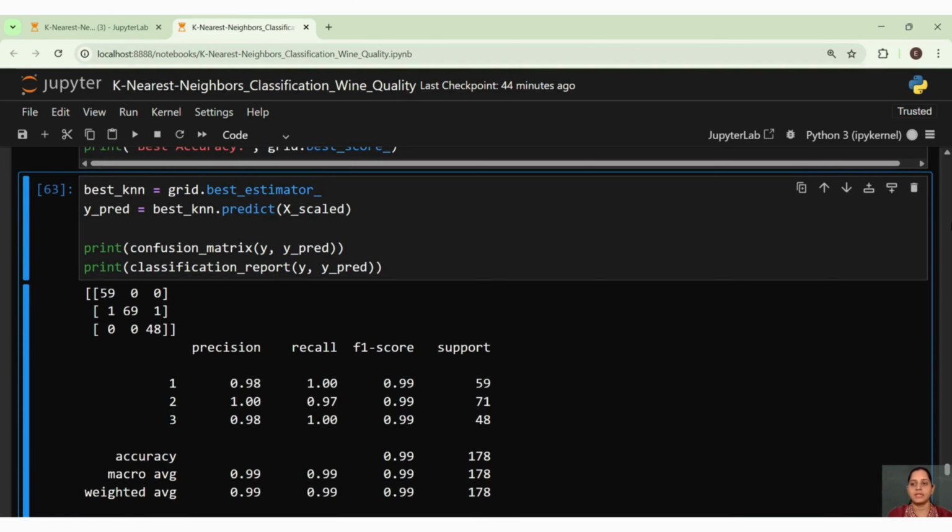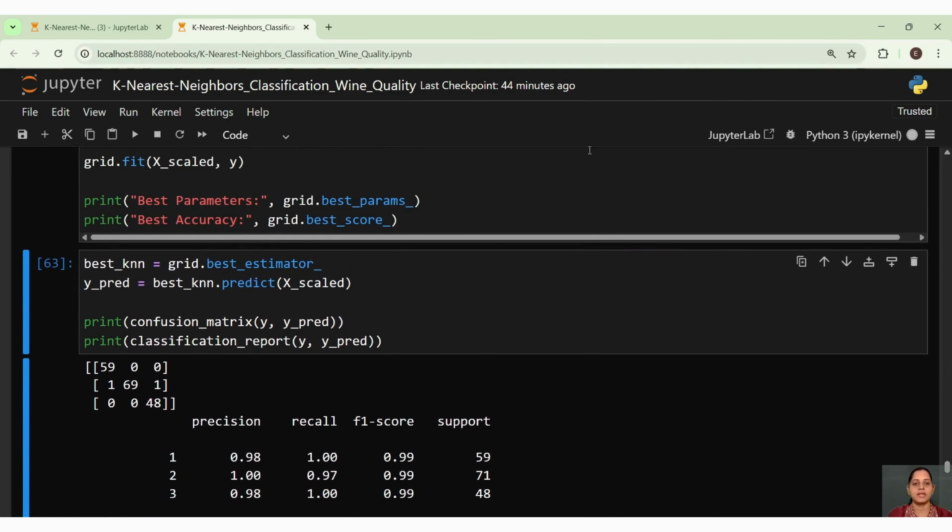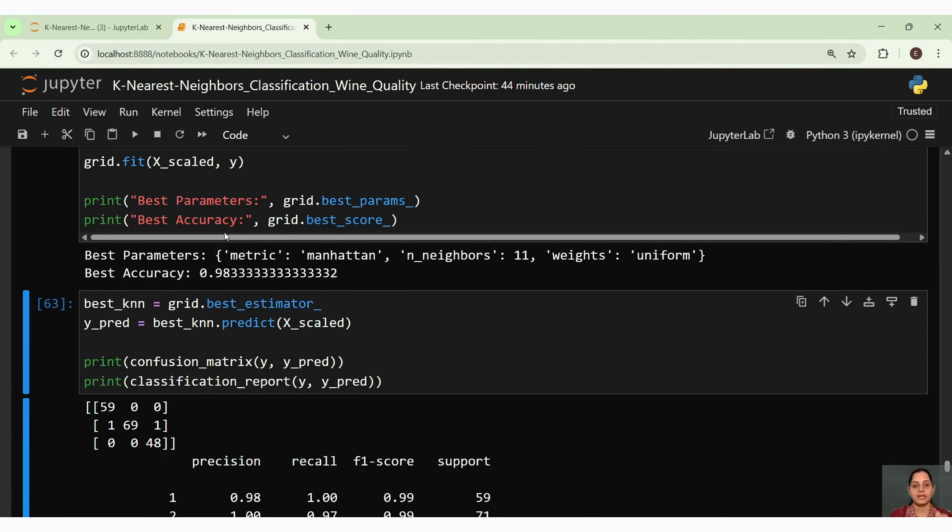Let me run this. If you run this, you should see which parameter is the best and which accuracy score is better. From the best parameters, we understood that my metric, or my distance, Manhattan distance, should be good. N neighbors is 11, that means if I take k value as 11, it is going to give me better accuracy. And uniform is the default one which it has considered. Then the best accuracy score I got from this is 98.